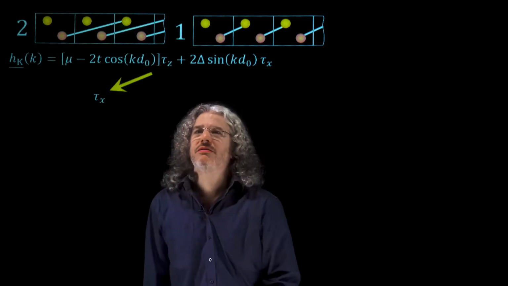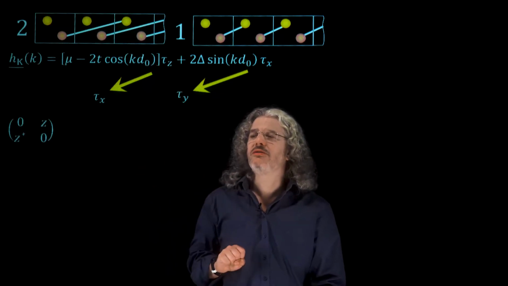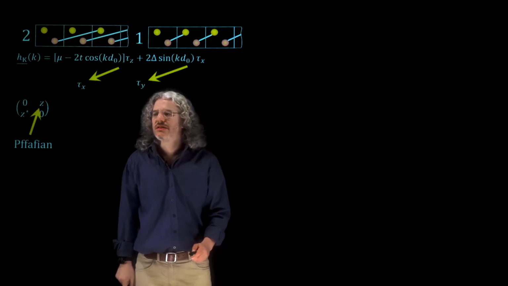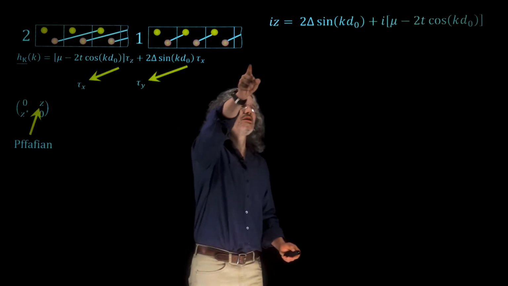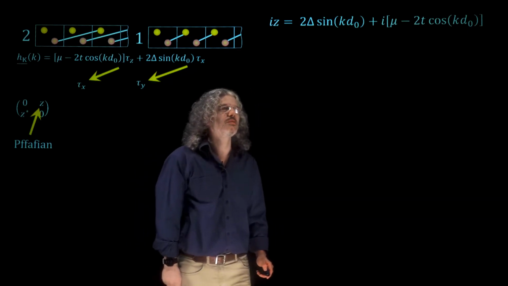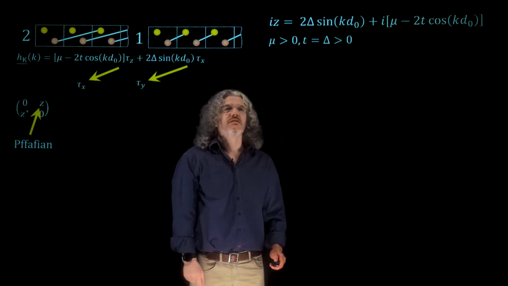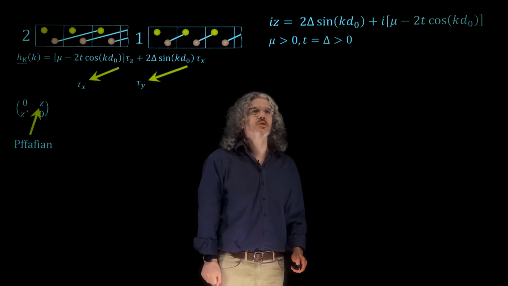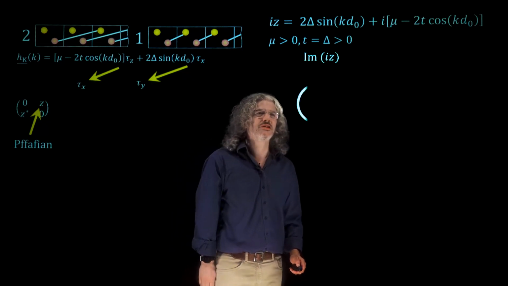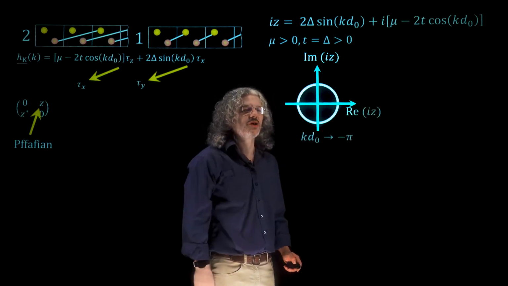And if I rotate tau z to tau x and tau x to tau y, I can write the Hamiltonian in the following form: 0, 0, z star, and z is known as the Pfaffian of the system. Now i times z, you can check, is equal to 2 delta sine k d naught plus i mu minus 2t cosine k d naught. So if I assume that mu is larger than 0 and t is equal to delta, and they are all larger than 0, then I can just simply follow the imaginary part and the real part of iz.